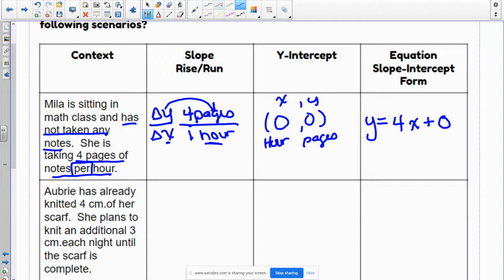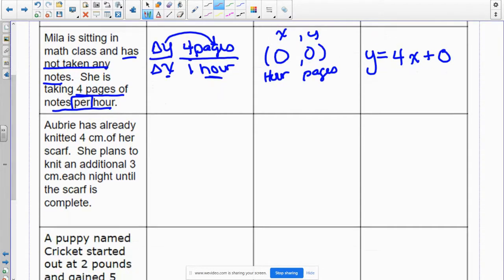Okay, our next one. Aubrey has already knitted 4 centimeters of her scarf. She plans to knit an additional 3 centimeters each night until the scarf is complete. Okay, so I'm going to look for slope. So how much my rise over my run, or my y over my x. So I'm looking for the word each or per. So I see it right there as each. So that means that's my division bar.